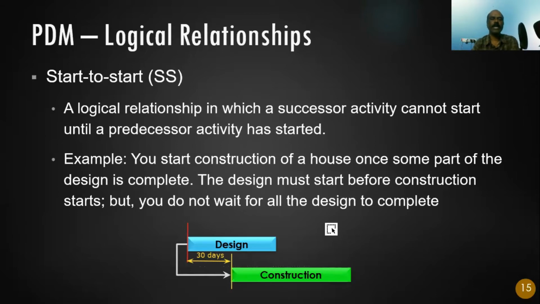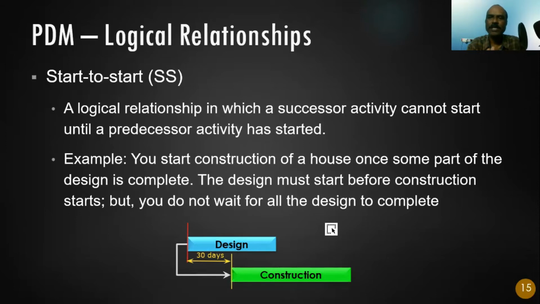So I will give you 30 days. You finish design and give me some design. I will start my construction work simultaneously. You can produce more designs. So this is what normally we do in most of the projects. So this relationship is called SS, start to start. But here we are not exactly starting at the same point. It's not purely start to start, but start to start with a difference. There is a small difference here. How many days? 30 days difference.